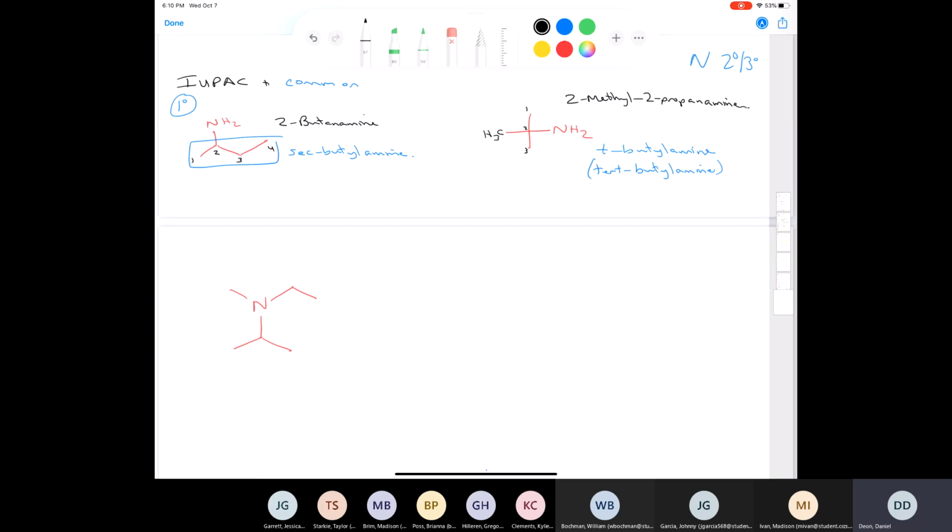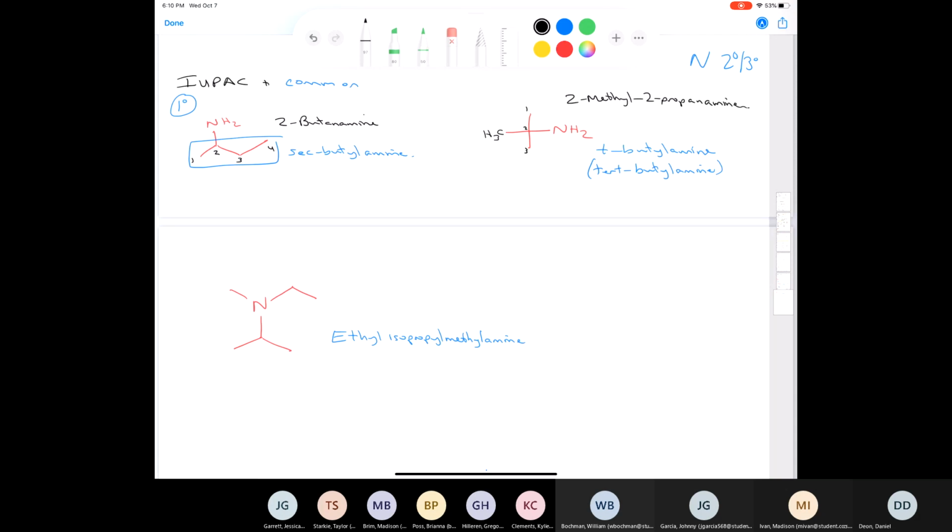I'll do this last one for you because it's a little bit of a long one. Let's start with common. I think that's easier. We've got an isopropyl group here, an ethyl group here, and a methyl group there. Let's put them in alphabetical order. So this would be ethylisopropylmethylamine, like that.